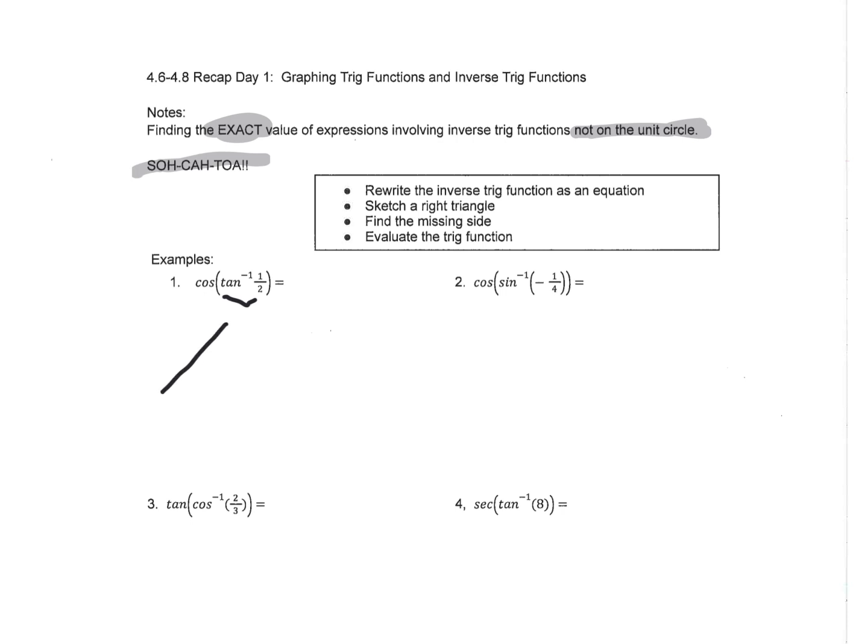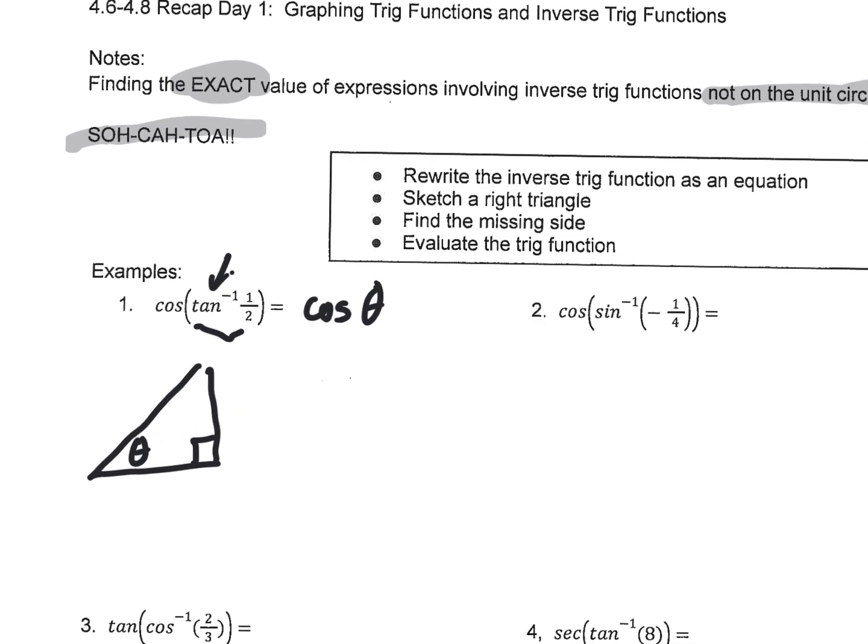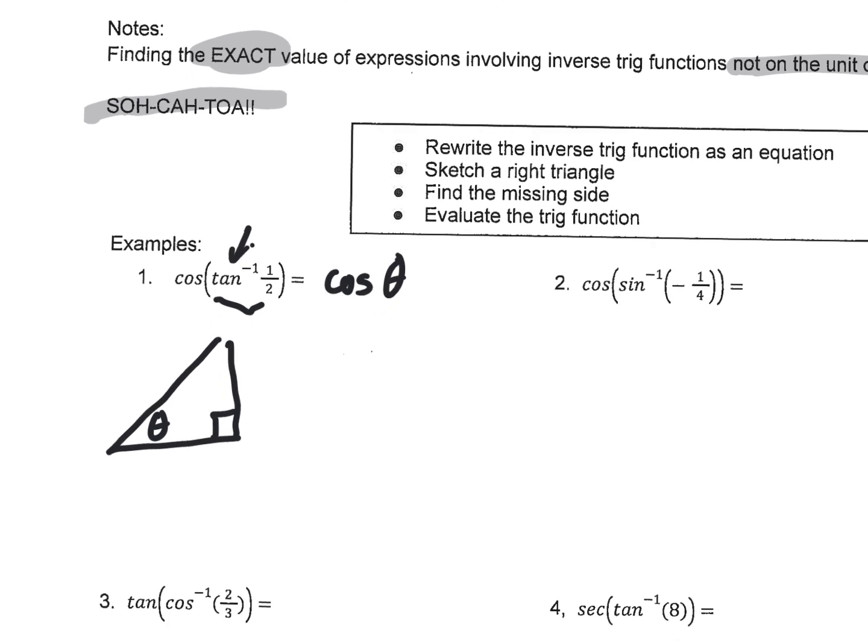So the first thing I'm going to do is sketch my right triangle here. I'm going to put my theta right here. Now, TOA, this is tangent, isn't it? So basically this is asking me to find the cosine of theta. Now, the cosine of theta comes from the triangle we're going to draw using this, because this is theta.